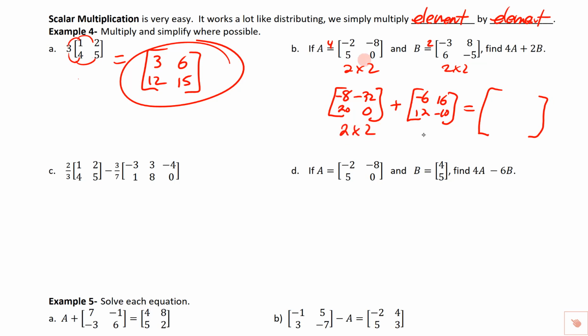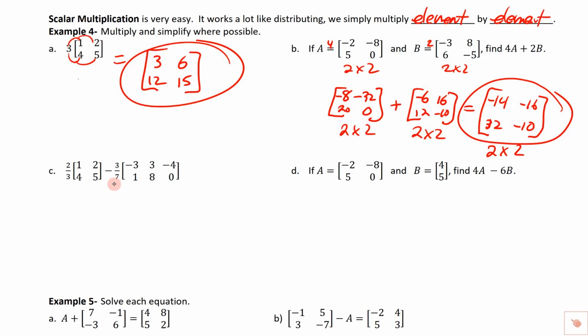Now remember, it was a 2 by 2 to begin with. So our end result, our resultant, is going to be a 2 by 2, and we're going to add these element by element. So -8 minus 6, -14. -32 plus 16, that's going to be -16. 20 and 12, that's going to be 32, and 0 and -10, so that's going to be -10. So that right there, that's the answer.